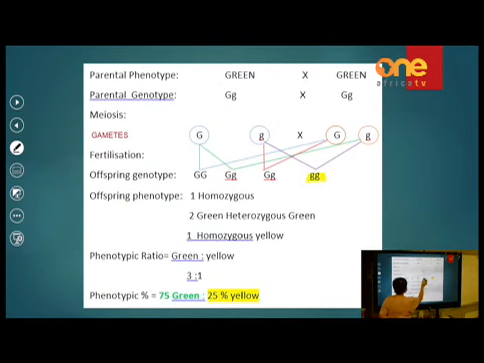What is the color? It is green. Although it is heterozygous, green is dominant. So there I have a phenotypic ratio of 3:1. The offspring phenotype will be 1 homozygous, and they are green, and 2 heterozygous green. So this will give me 3 green ones, and I will have 1 yellow one. So green to yellow is 3:1. And this is something that you can study now.